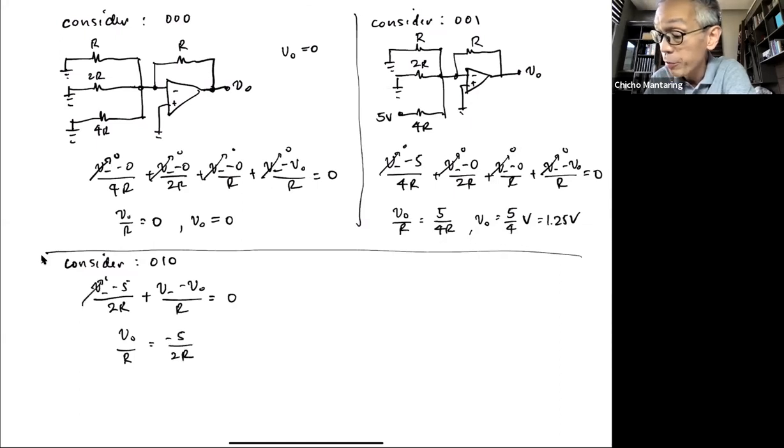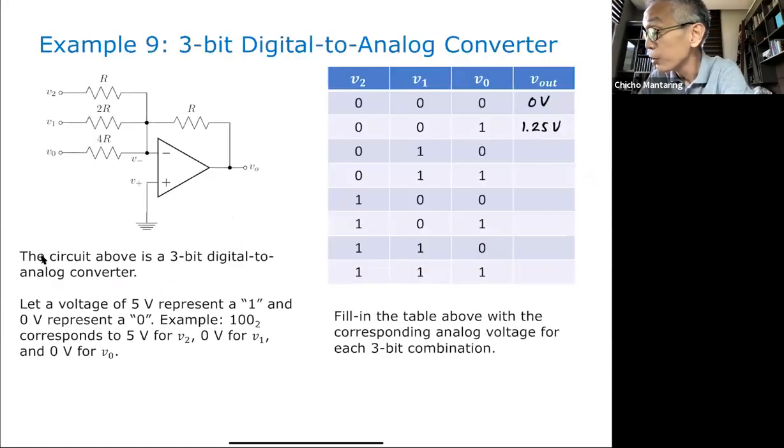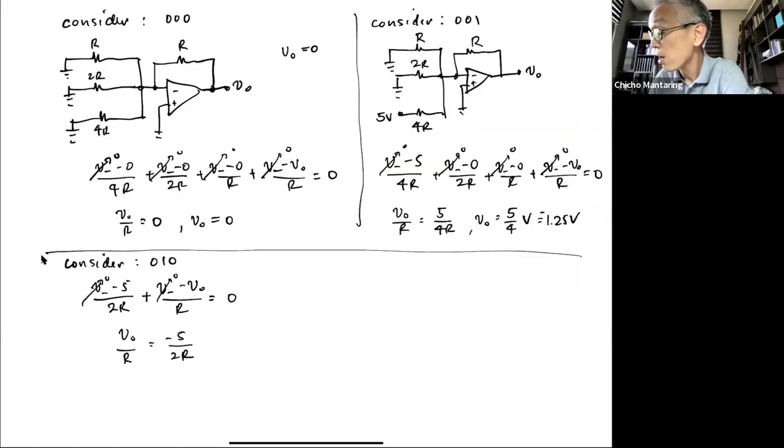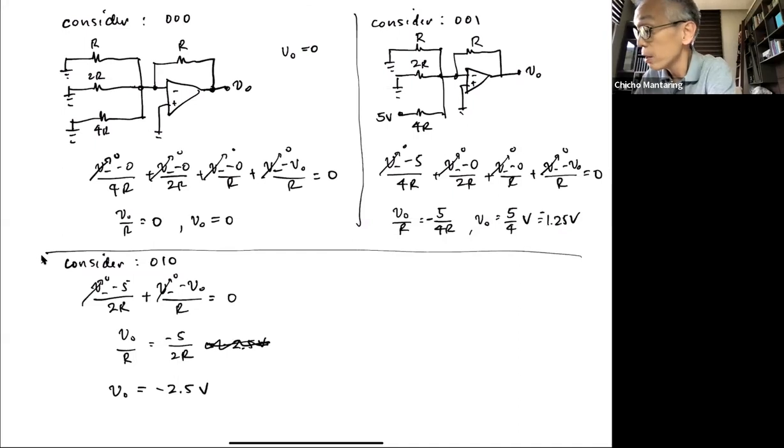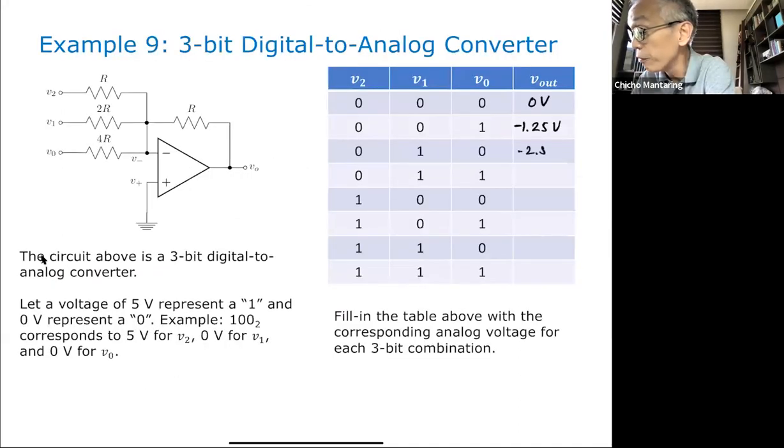Again, remember, V minus is equal to 0 because your plus terminal is grounded. By the way, this is negative. Sorry, I forgot the negative. So this is minus 2.5 volts. V sub O is equal to minus 2.5 volts.